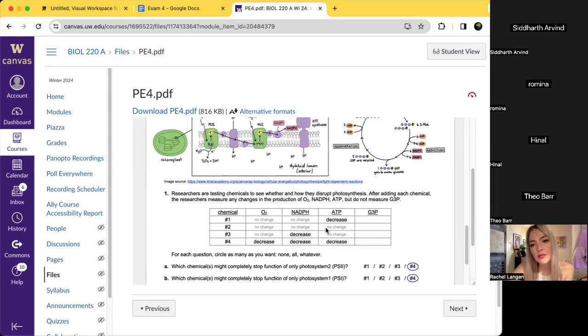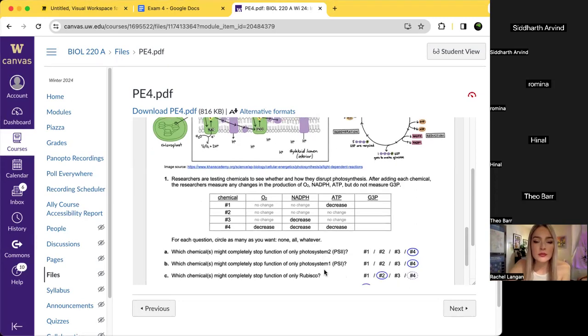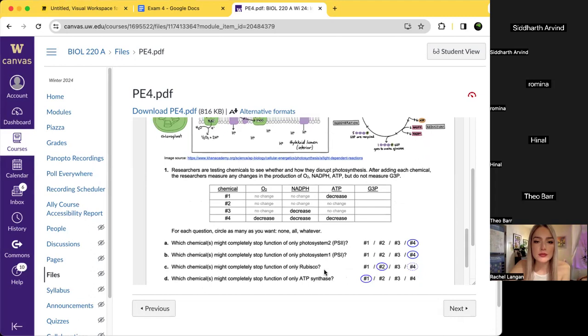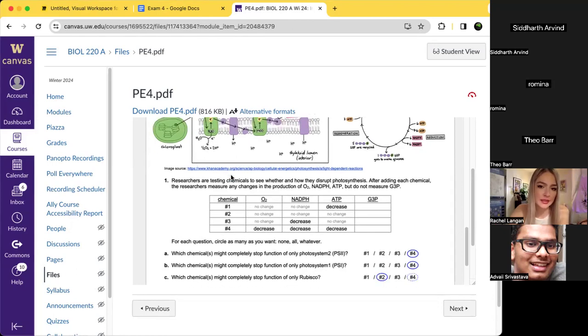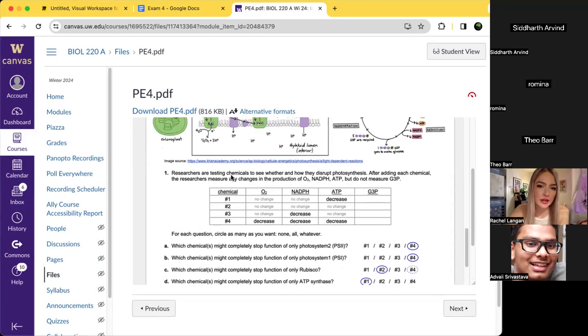I think this question is kind of poorly worded, in my opinion. When I was doing it, I saw that it says only stop the function for this specific system, and I didn't do any of the chemicals, because if you stopped the function of PS2 or PS1, then the entire chain would essentially stop. You can't only affect one of the systems without affecting the rest. Yeah, I agree, because it says only photosystem one, but that whole explanation relies on the fact that photosystem two is going to stop.